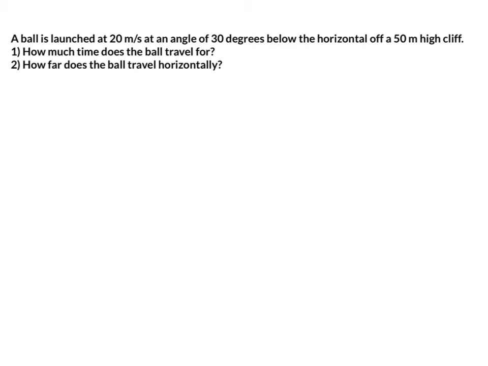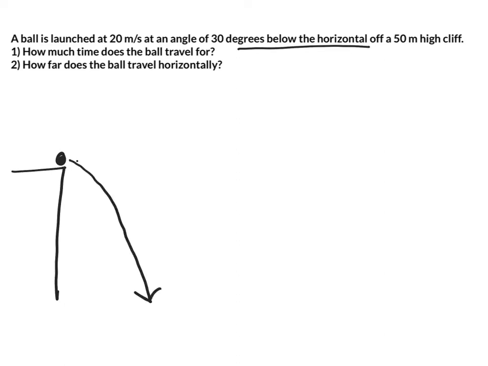So first, to start off with, let's draw a picture of what's going on. So we've got our cliff, we've got our ball being launched, and it's going 30 degrees below the horizontal. So that means it's going to go down like this to the ground, right? And then this would be 30 degrees right here, because it's below that horizontal, that if the ball was just being shot horizontal. And then our initial velocity is 20 meters per second. So it's going down this direction, 20 meters per second. So that's a nice visual of what's going on.